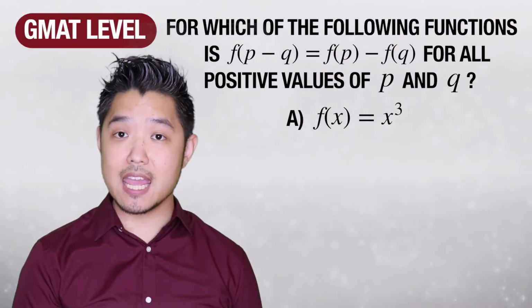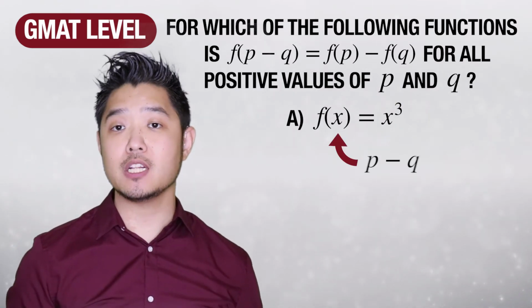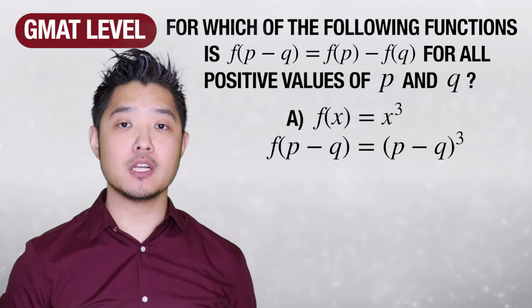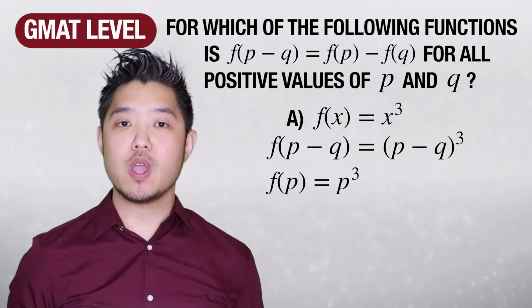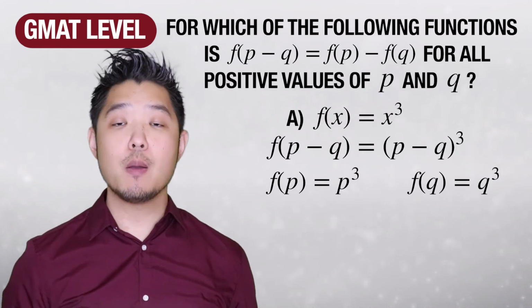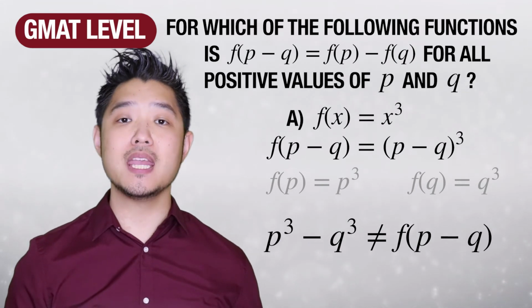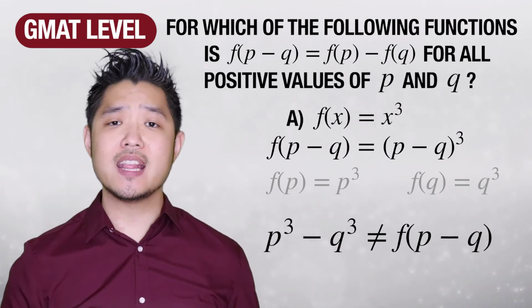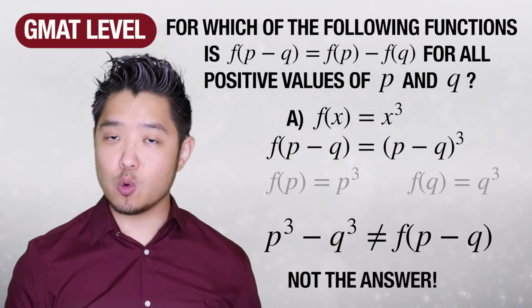For answer choice A, f of x equals x cubed, and if we substitute p minus q, we have f of p minus q equals p minus q cubed. For f of p, we have p cubed. For f of q, we have q cubed. Putting together, f of p minus f of q equals p cubed minus q cubed, and this is different from f of p minus q. Therefore, A is not the right answer.